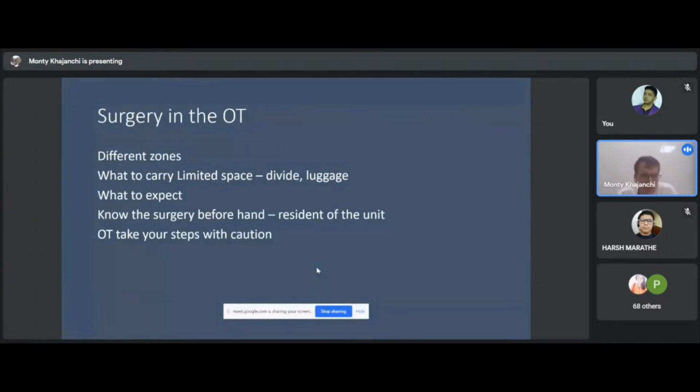So different zones are there. When you enter the OT, there is somewhere you take off your slippers. Outside, the patients are waiting, the next case is waiting. You will take off your slippers. Then you walk inside into the changing room. So you will need to carry your own changes, like the scrubs.